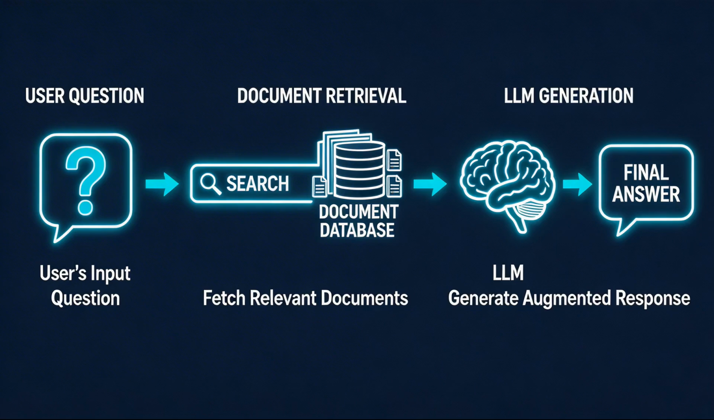What if your AI could search through thousands of your documents and give you the perfect answer every time? That's RAG, Retrieval Augmented Generation, and it's changing how we use AI.